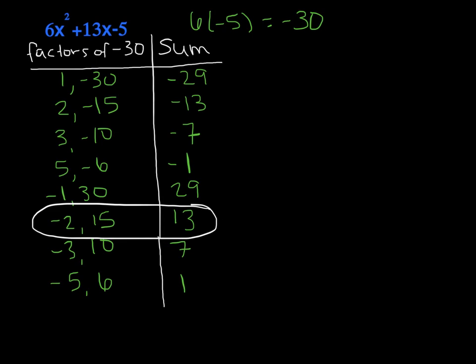That 13x can be rewritten as a negative 2x plus a 15x. Okay, so we're just rewriting it in a different way. So that's how we're going to rewrite. We're going to substitute, just like when we were doing substitution when solving systems of equations. I am renaming 13x as negative 2x plus 15x.